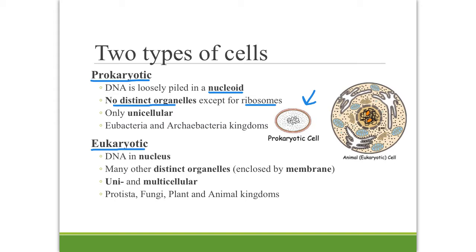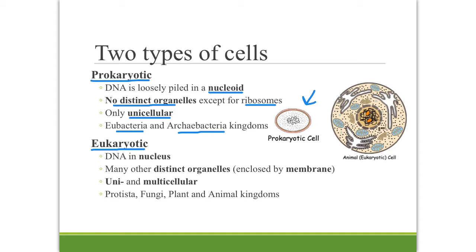Prokaryotic cells also are only unicellular organisms. We don't know of any organism that is prokaryotic that is more than one cell. And we find our prokaryotic cells in the eubacteria and archaeobacteria kingdoms. So bacteria are an example of prokaryotic cell.